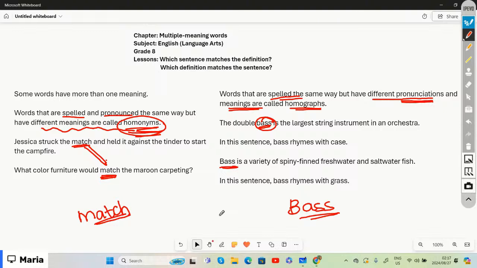So, once again, these are multiple meaning words. We either have homonyms or we have homographs. When it comes to homonyms and homographs, some of our words have more than one meaning. We either have words that are spelled the same way or pronounced the same way, but they have different meanings, and we call them homonyms. And then we also have words that are spelled the same way, but their pronunciation as well as their meanings are different, and we call them homographs.